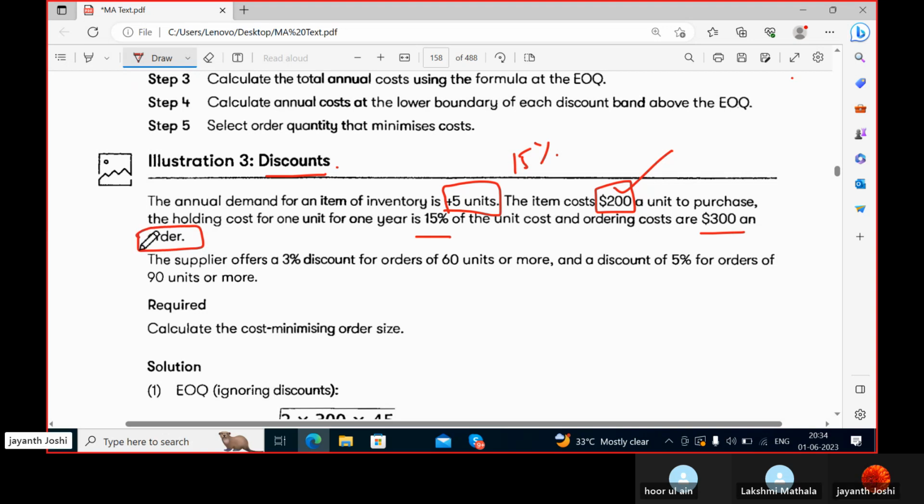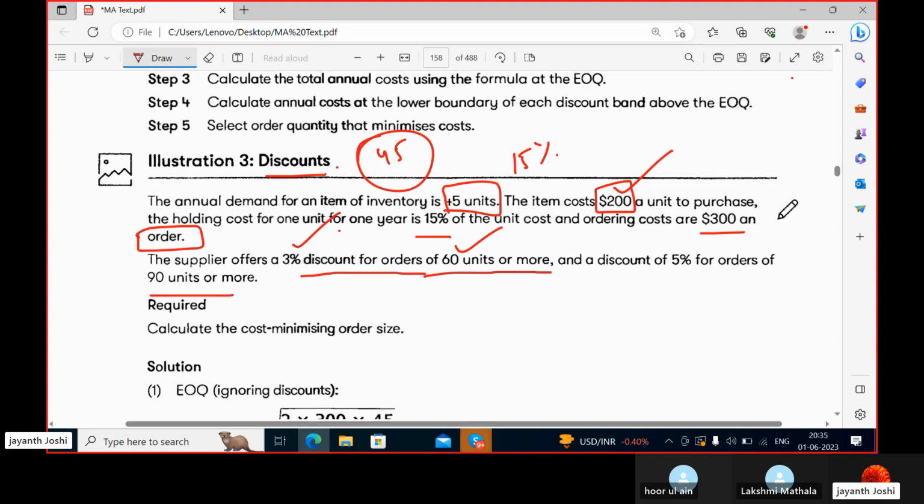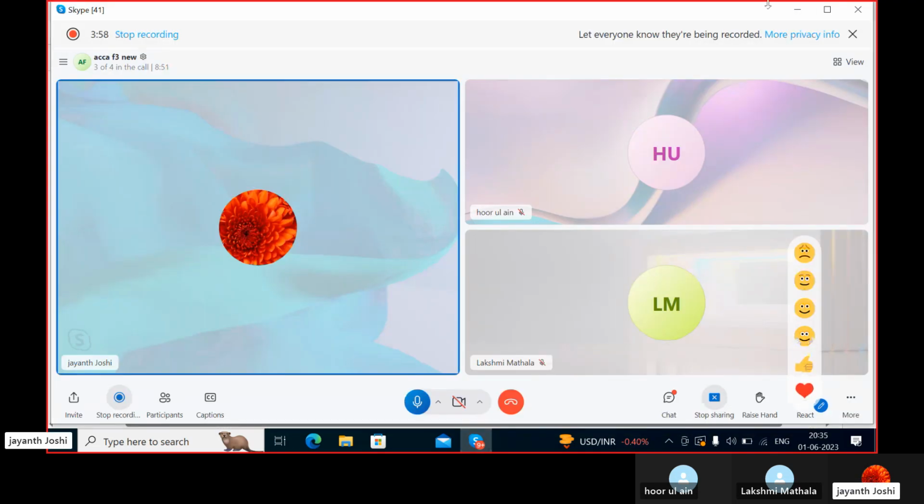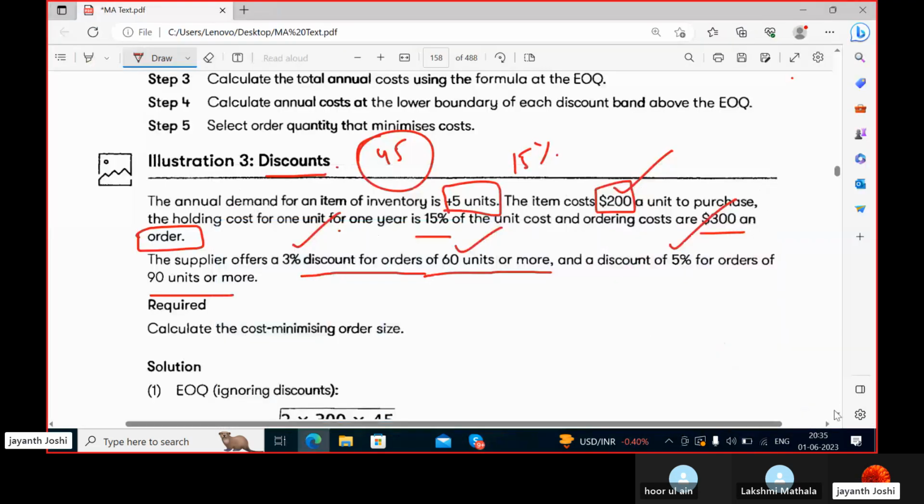Now, what the supplier does is offer a 3% discount for orders of 60 units or more. That means the usual practice of buying 45 units, if you breach this, that means if you buy 60 units from the suppliers, they are going to offer a 3% discount to you. And if you buy 90 units or more, they are going to give you 5% discount. Now we will see whether we have to maintain the inventory levels at EOQ, or we should go for discounts.